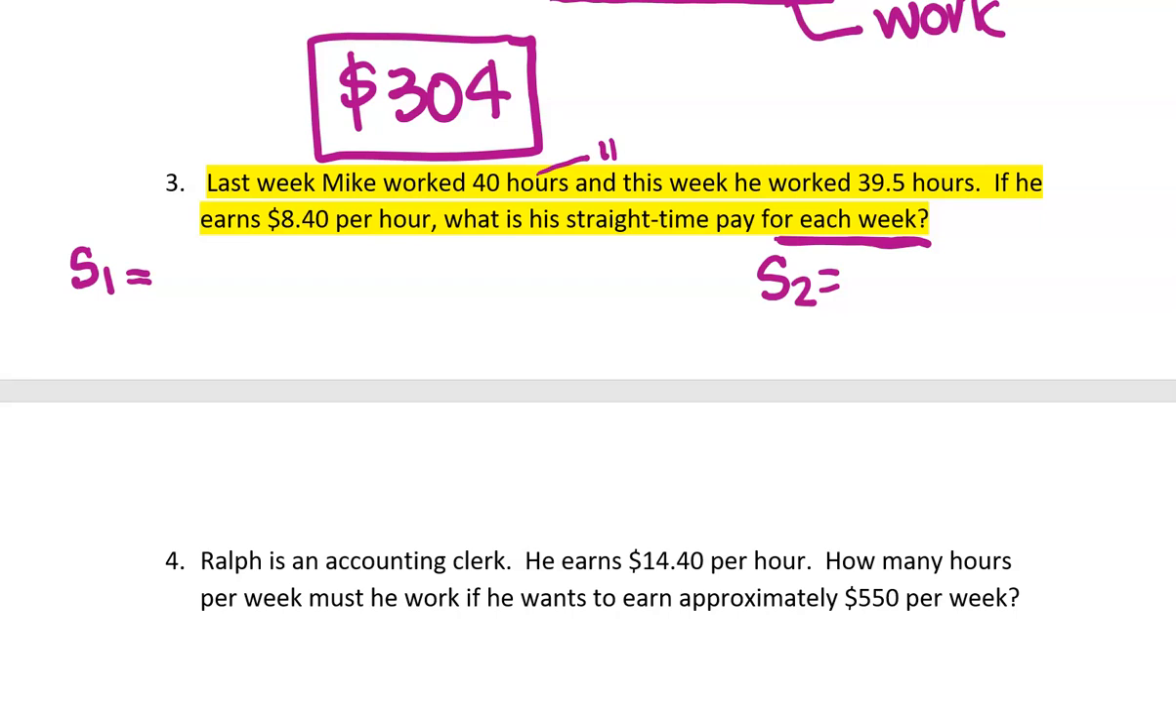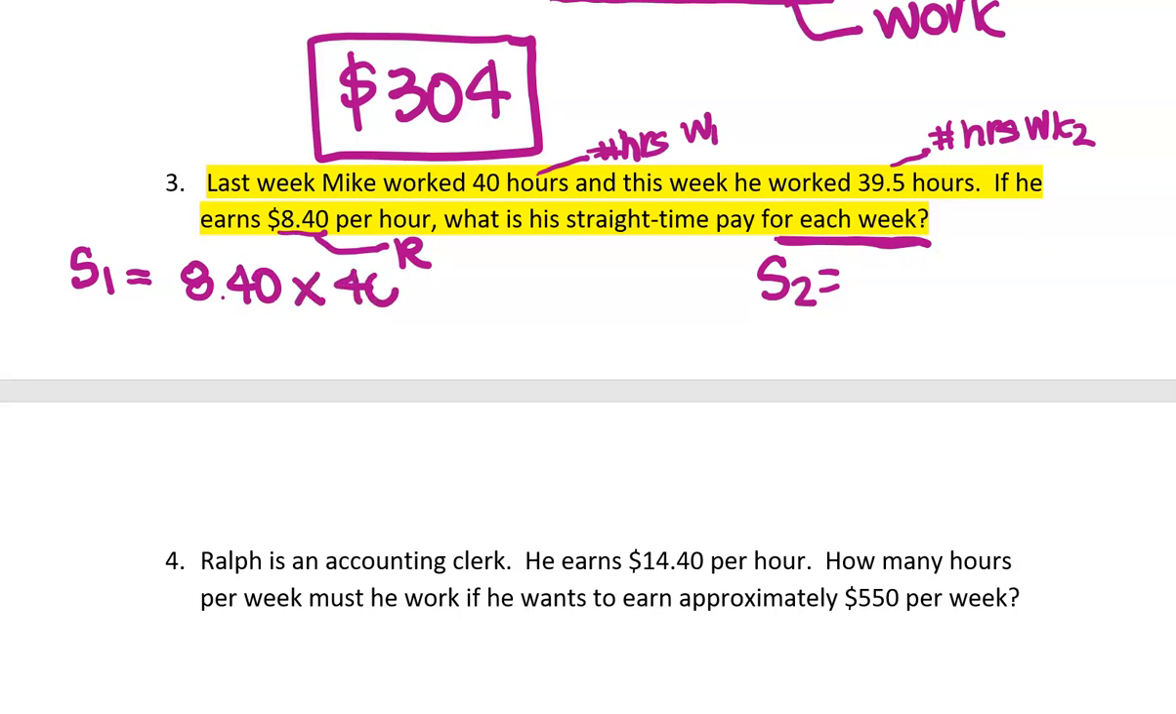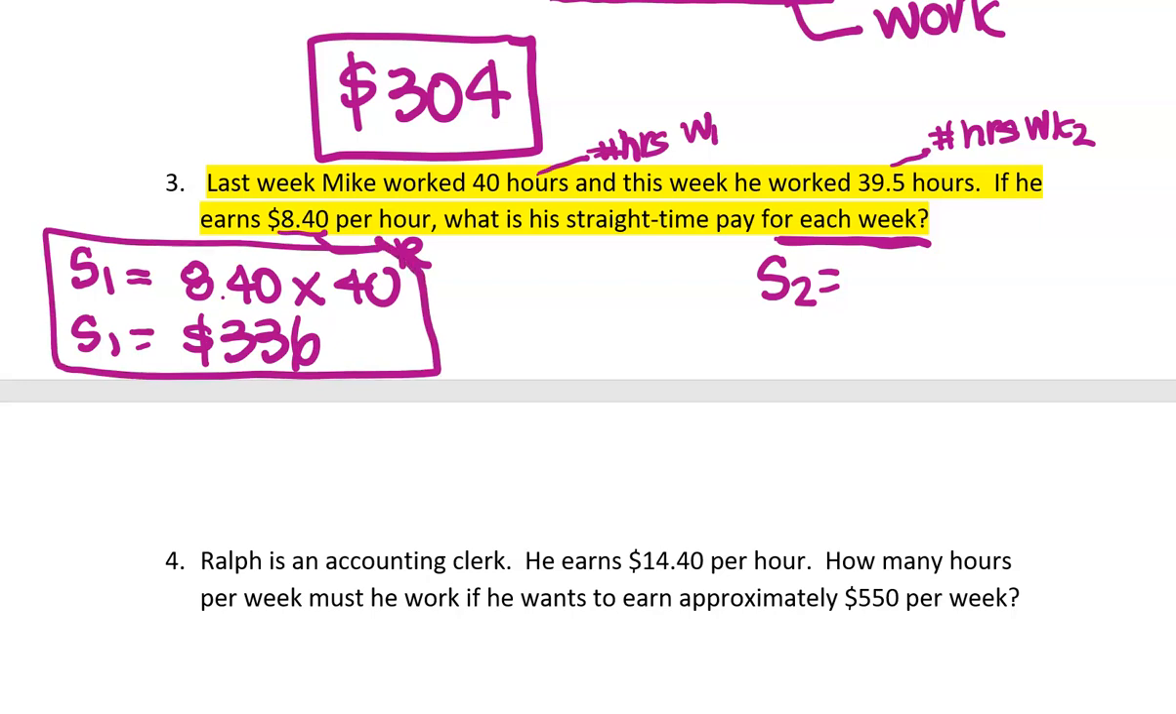40 hours would be the number of hours, and 39.5 would be the number of hours for week 2. $8.40 per hour is your rate, and that would be for both weeks. So we're going to take the hourly rate, $8.40, times the number of hours for week 1, which is 40. So on your calculators, $8.40 times 40, $336. That would be your work and everything for your first answer.